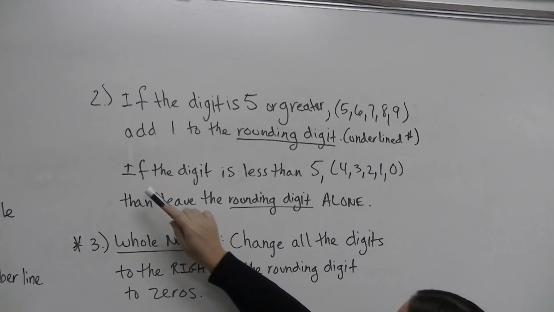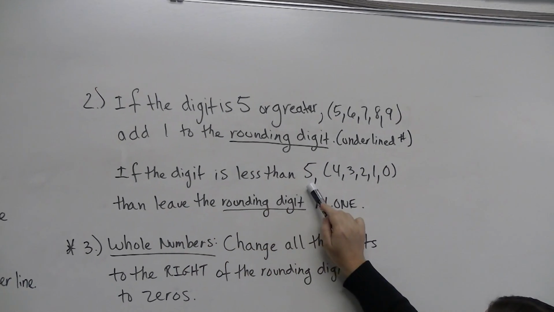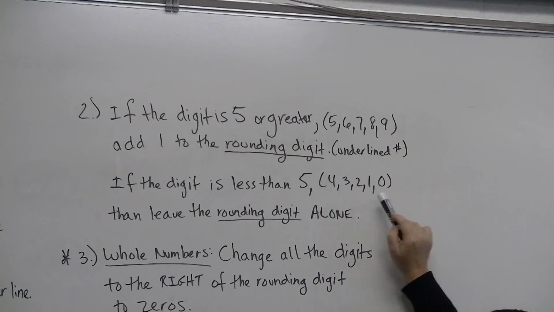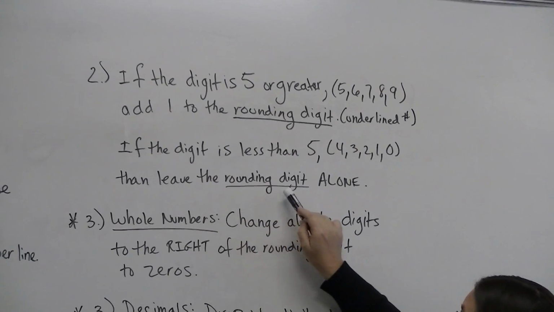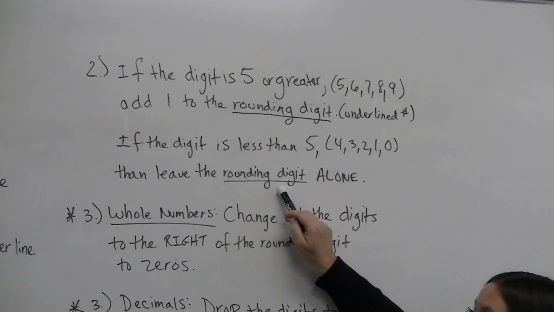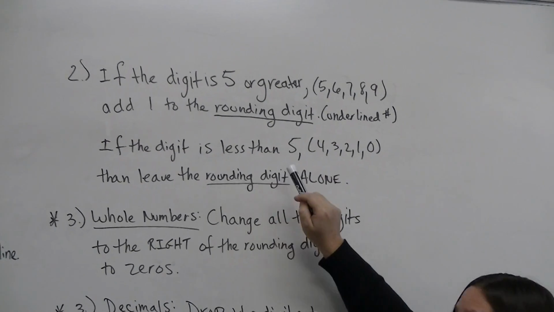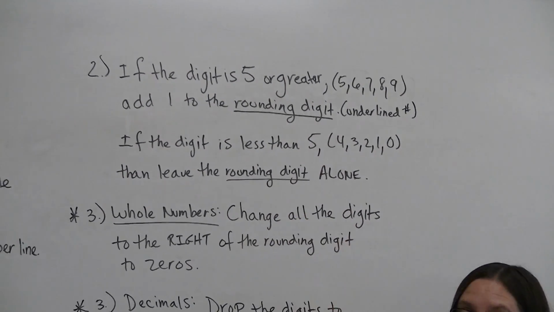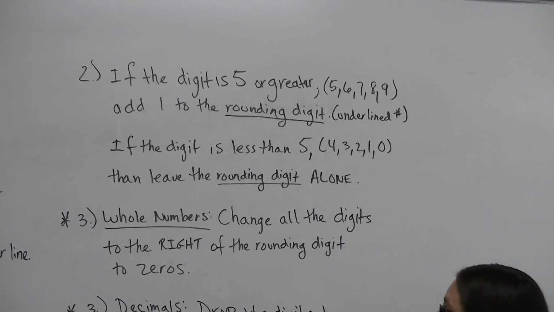Okay, if the digit is less than 5, so if it's 4, 3, 2, 1, or 0, then leave the rounding digit alone. That means that number that we underlined to start is going to stay the same. Okay, that step 2 is the same for both whole numbers and decimals.